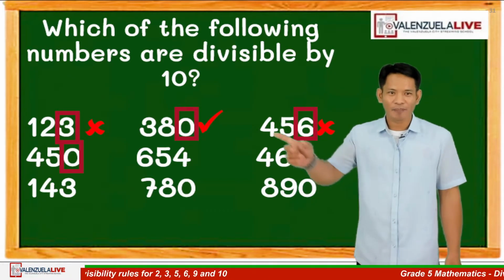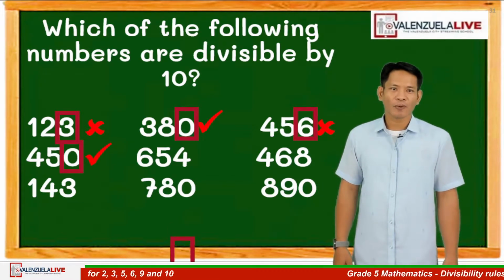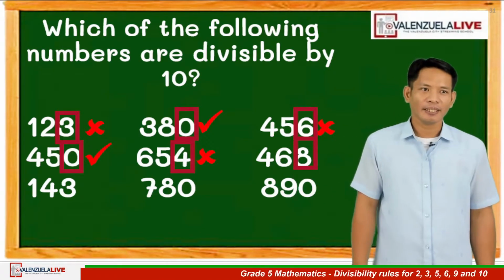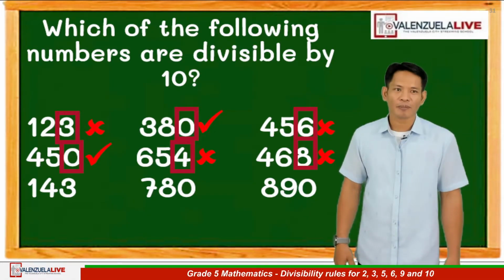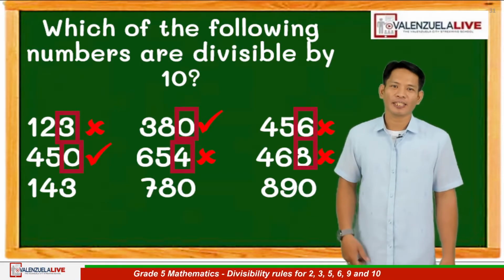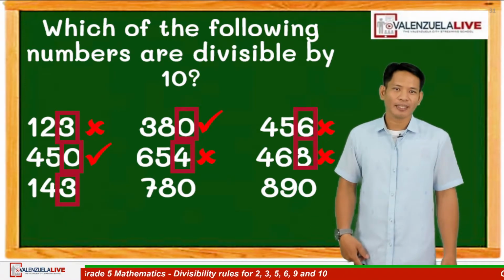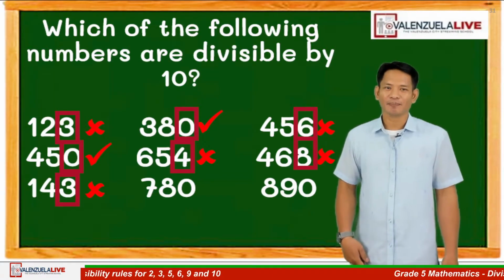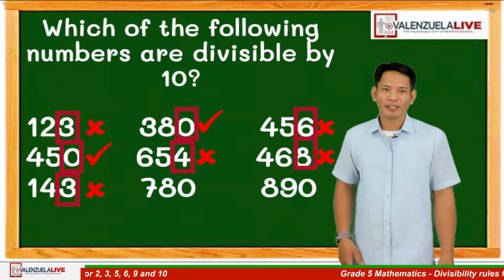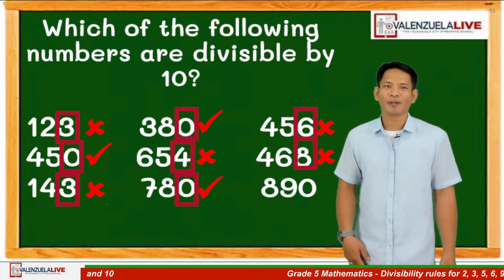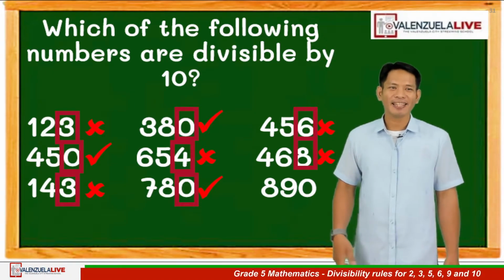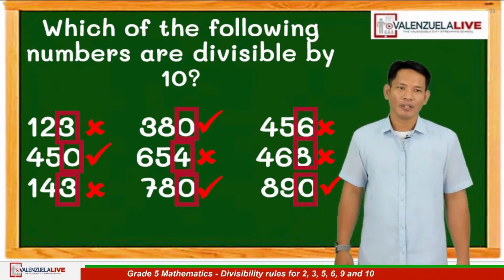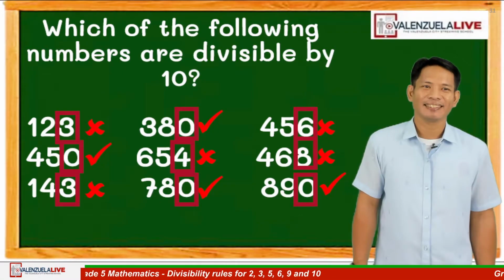Next one, 654. The last digit is 4. It is not divisible by 10. 468. Again, the last digit is 8. It is not divisible by 10. 143. The last digit is 3. Therefore, again, it is not divisible by 10. 780. Since the last digit is 0, therefore, it is divisible by 10. How about the last number? 890. The last digit is 0, and therefore, it is divisible by 10. Okay.